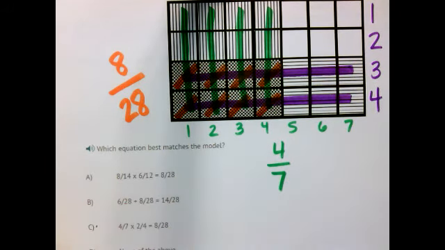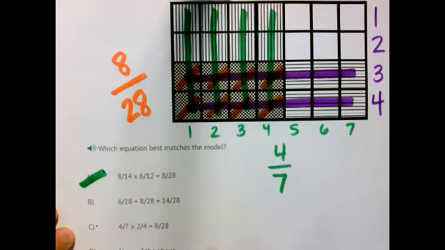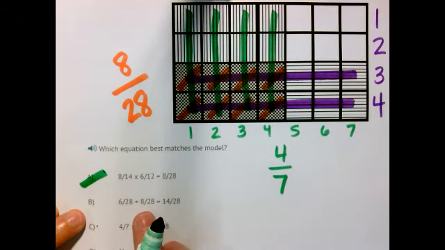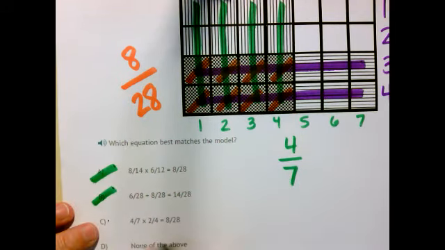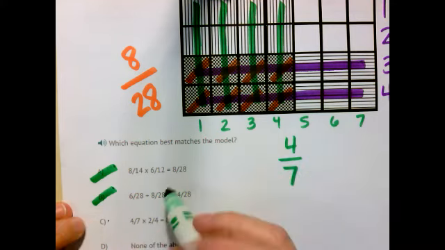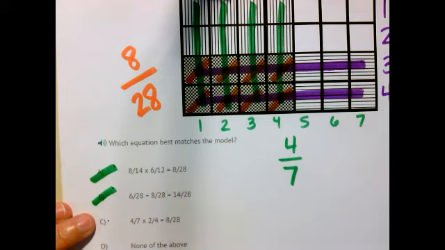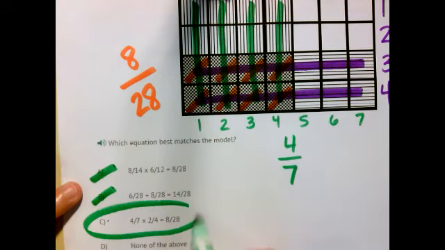8/14 times 6/12. No, that's not it. I have 6/8 plus 8/28. No, that's not it either. The next one I have 4/7 times 2/4 equals 8/28. Well, that's exactly what I came up with. Or none of the above. Well, I know it has to be C.